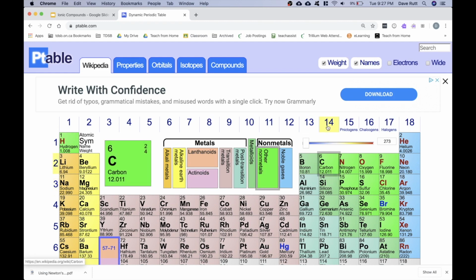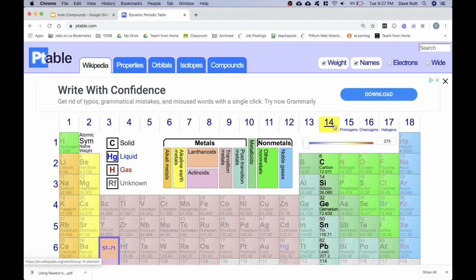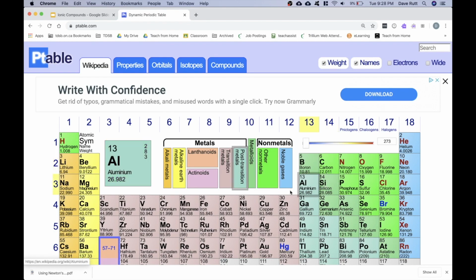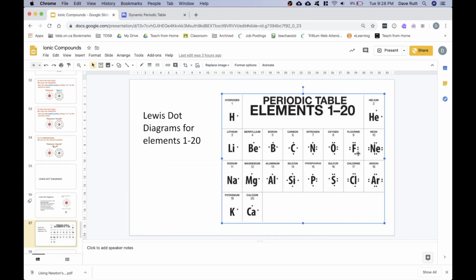Now, just be careful. It's in group 14. That doesn't mean it has 14 electrons in its outer shell, because remember, there's this big gap in the middle here. There are no elements between magnesium and aluminum. So you'd have to count from the beginning of the row going across. 1, 2, 3, 4. Silicon has 4 electrons in its outer shell. And you can see the Lewis dot diagrams for all of the first 20 elements here.